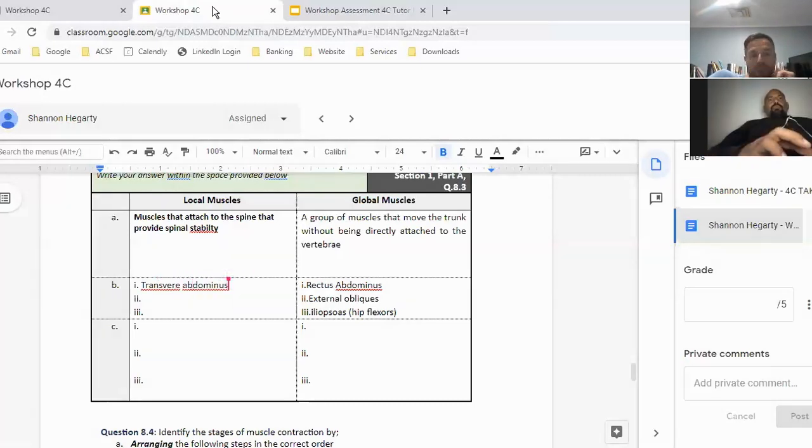Great. So with abdominis, it's I-S at the end. Okay. So then you've got external obliques, but what you've also got underneath those, attached to the spine, are internal obliques.